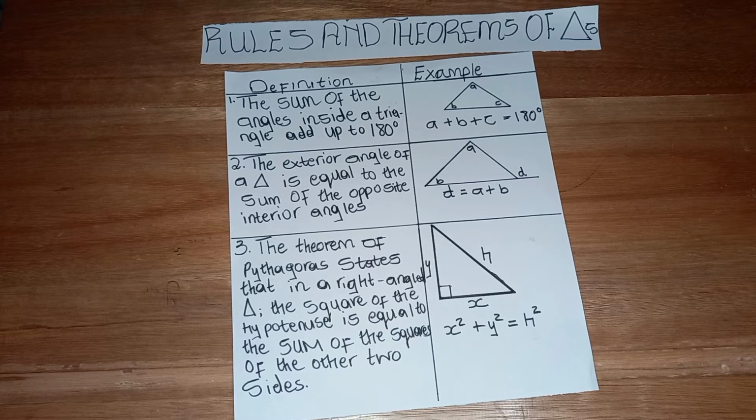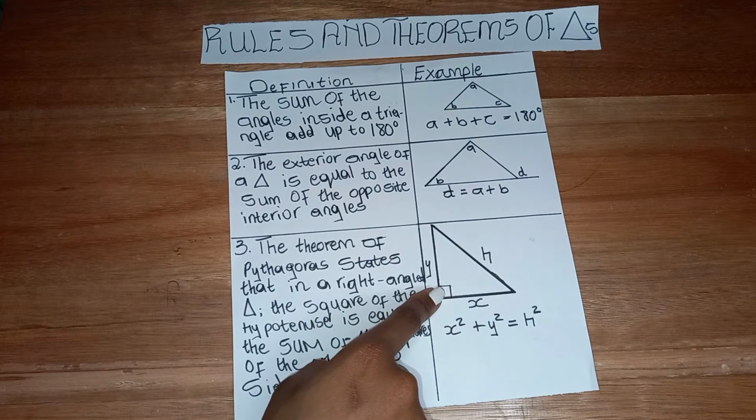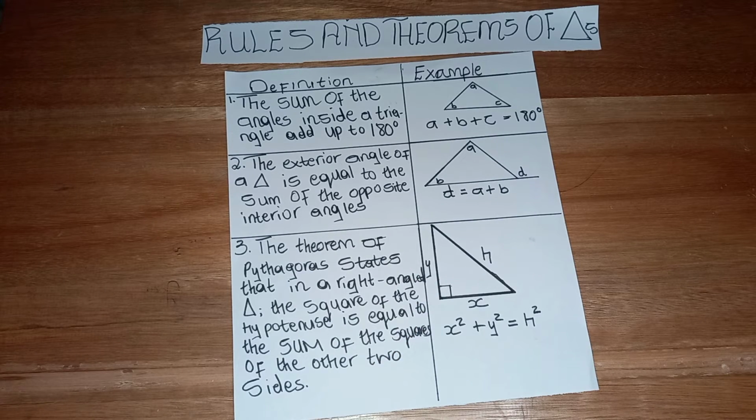So let's move on to theorem 3, the theorem of Pythagoras. So here we are introducing a theorem, which is the theorem of Pythagoras. The theorem of Pythagoras states that in a right angled triangle, which we can easily identify with this little box. The theorem of Pythagoras only applies on right angled triangles. I want to make this clear. The theorem of Pythagoras applies only on right angled triangles.